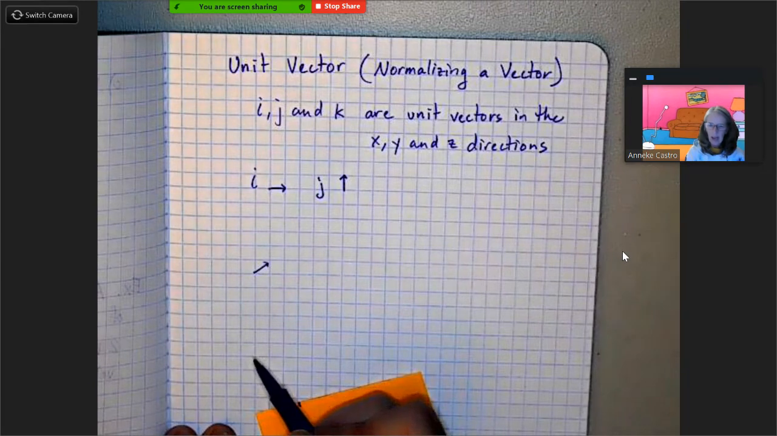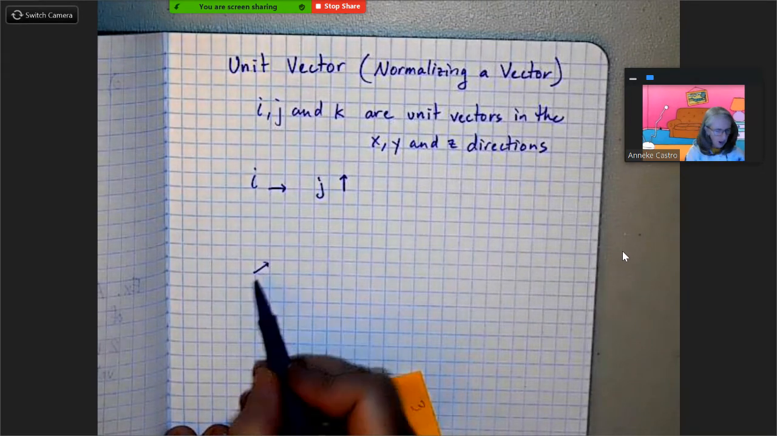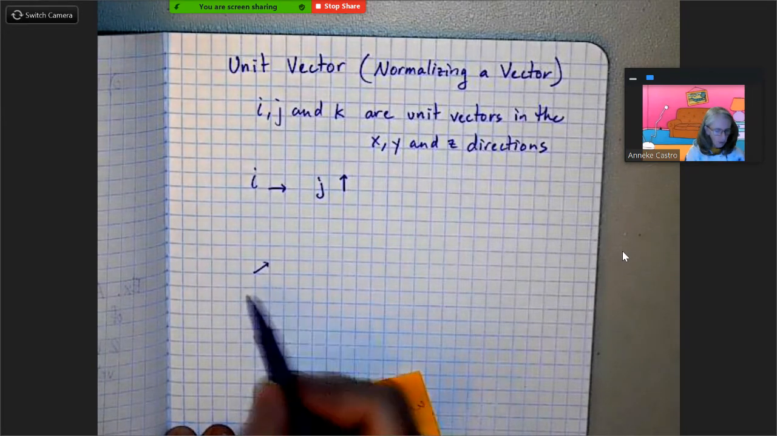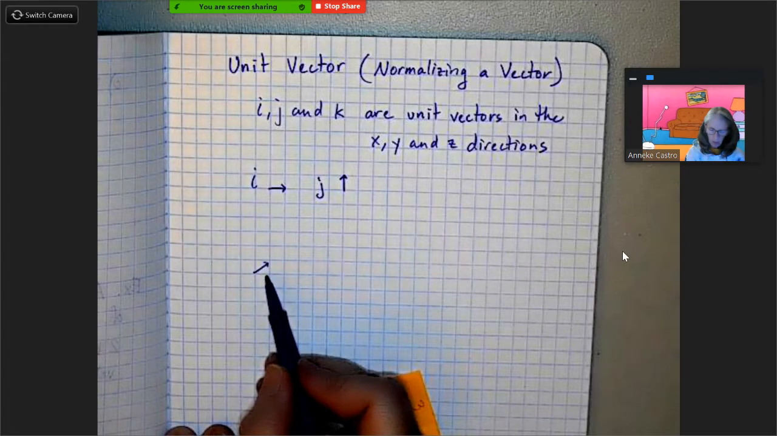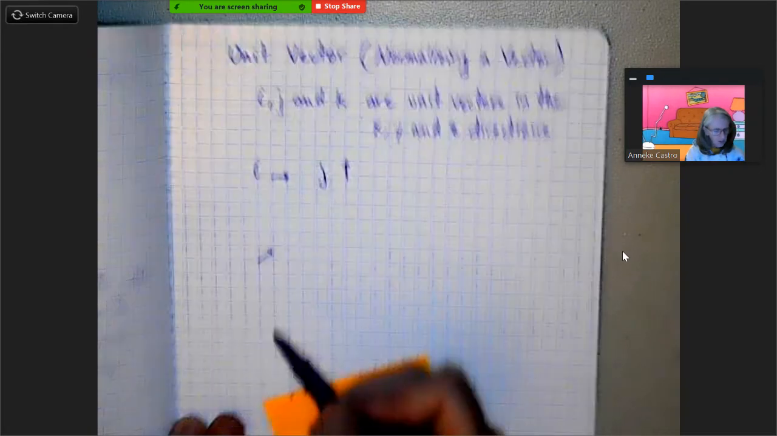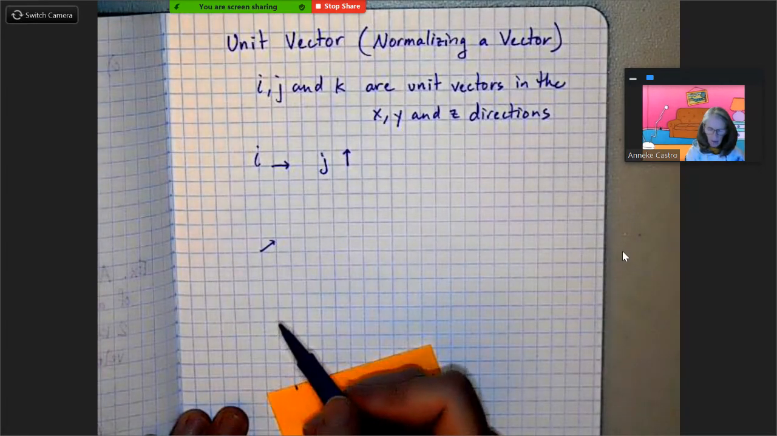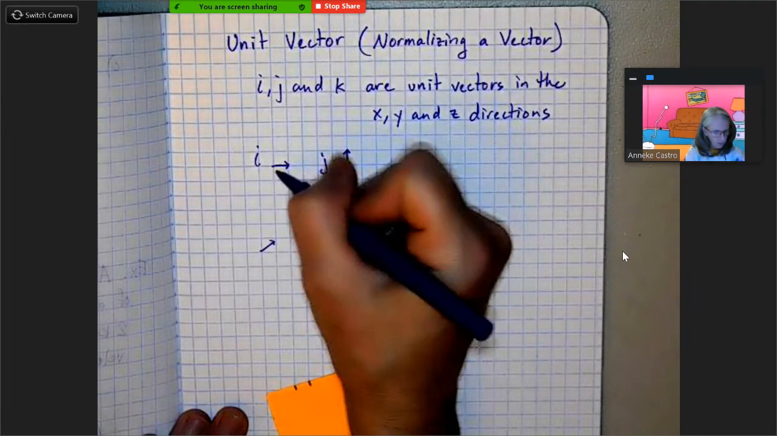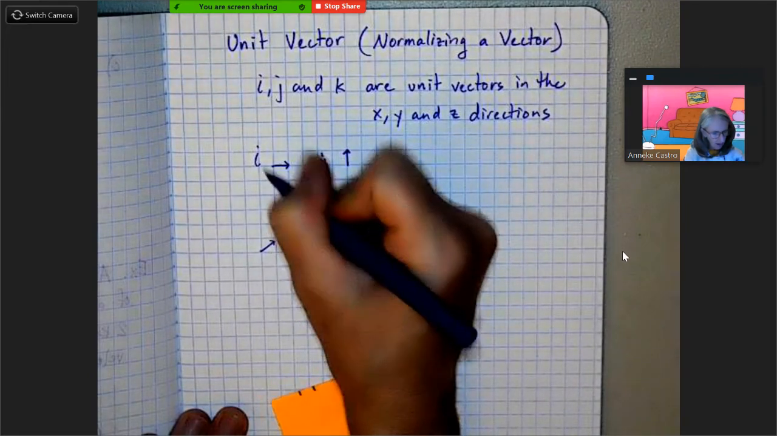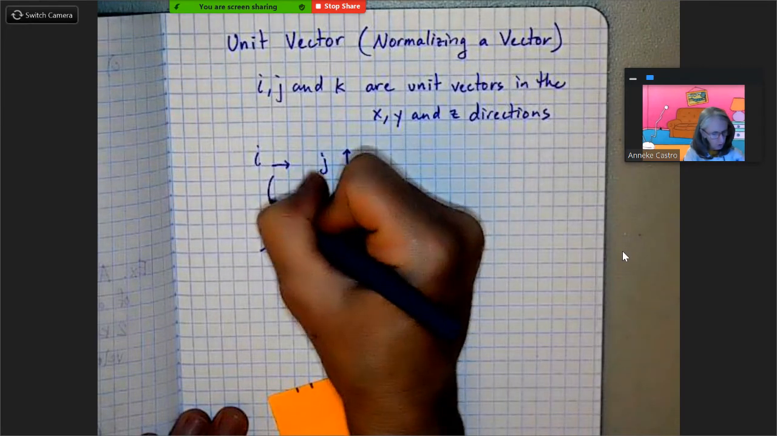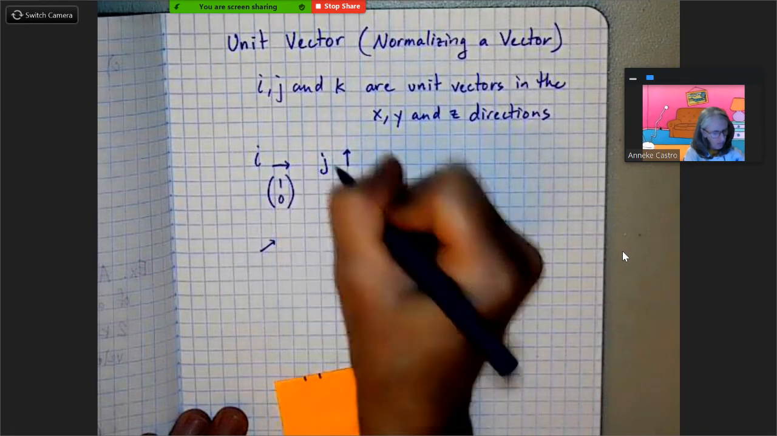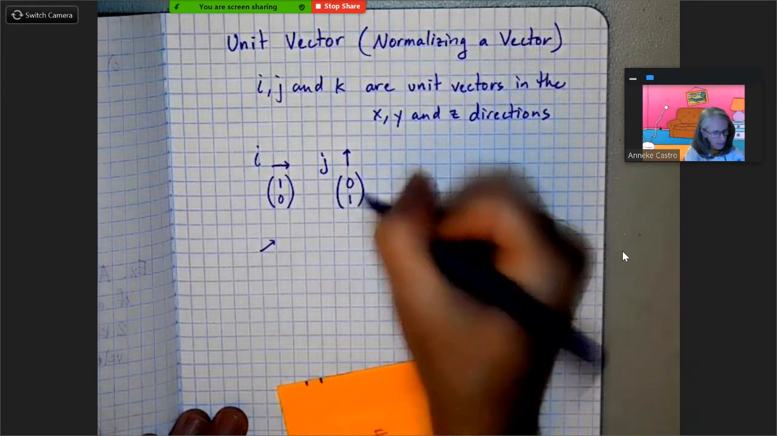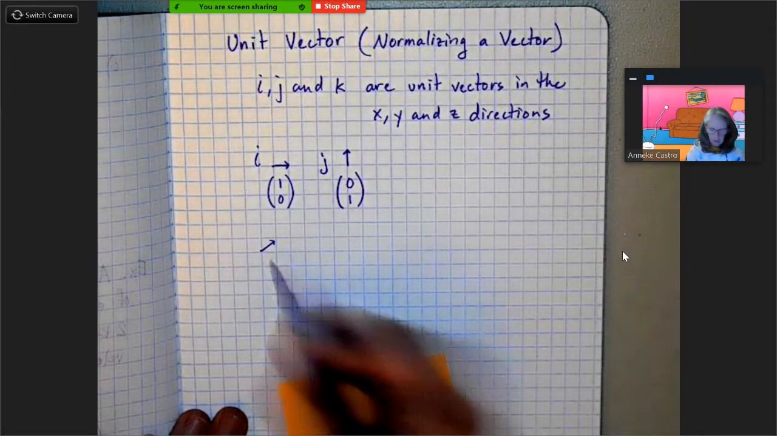So how can I write that vector? I know its magnitude is 1, but how am I going to write its components? What's the x component? What's the y component? I know this is going to have a magnitude of 1, but now how am I going to put that in vector form? This one right here, my i, is equal to 1, 0, and my j is equal to 0, 1. But what is this going to be equal to?